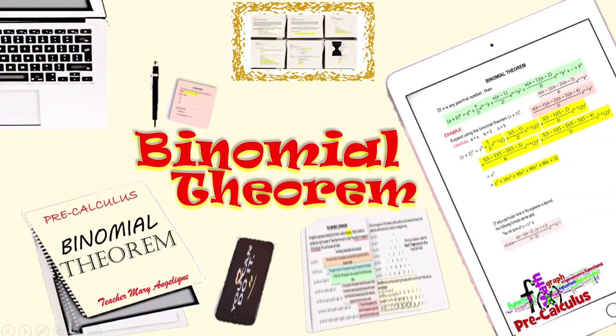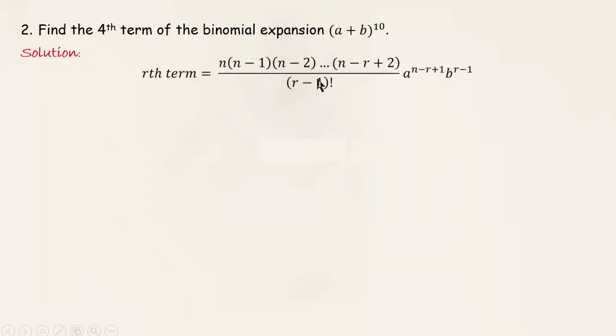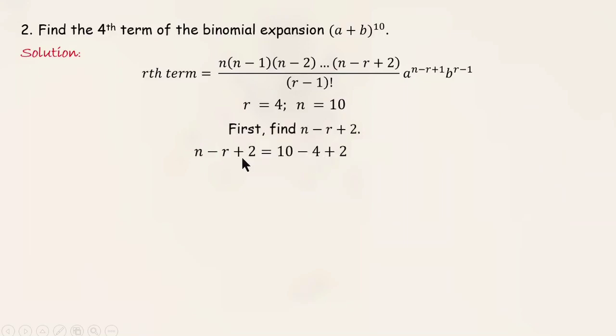Another example. Find the fourth term of the binomial expansion a plus b raised to 10. Since we're looking for a particular term, we're gonna use this formula where r is equal to 4 and n is equal to 10. Since the variables of the given binomial are already a and b, we no longer need to replace the variables in the formula. But first, find n minus r plus 2. N is 10 while r is 4. Simplify. 10 minus 4 is 6, plus 2 is 8.